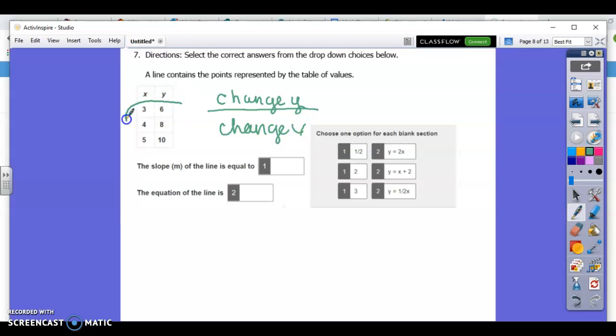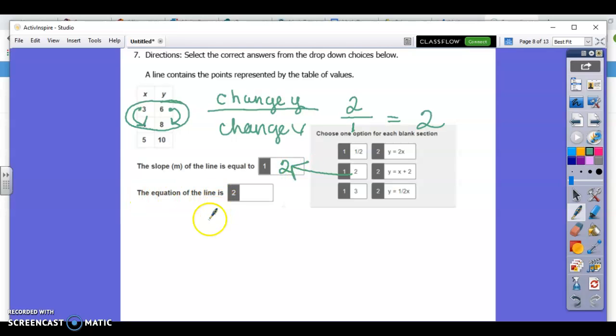So once again, we have change in y over change in x. So we pick 2 points, and we look at the y column first to go from 6 to 8, that's +2. And to go from 3 to 4, change in x is +1. So that gives us 2 as our slope. So the slope of the line is equal to 2. So you should drag and drop that there.